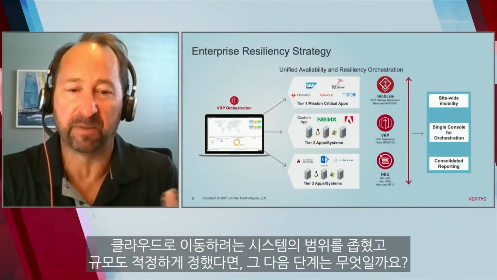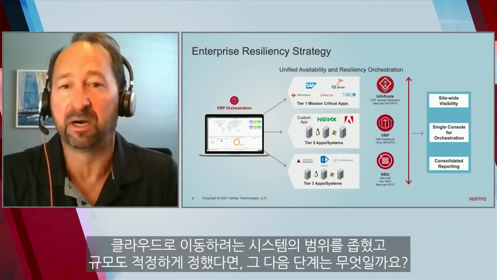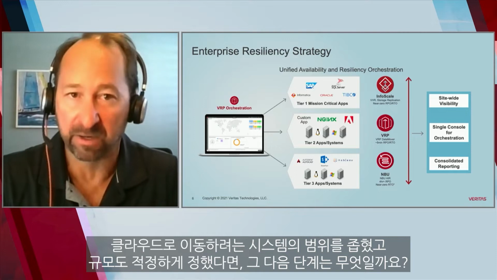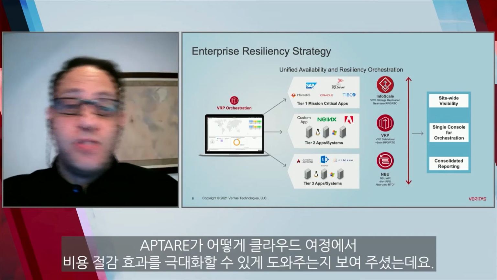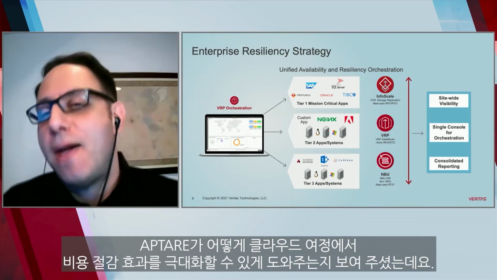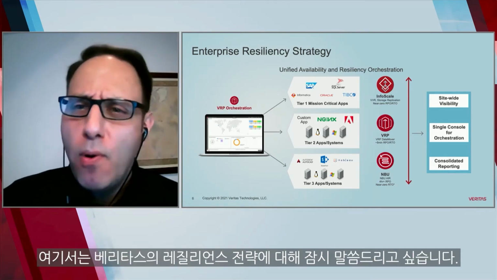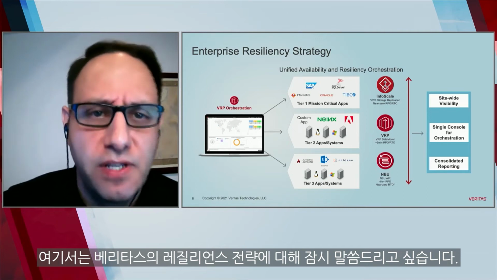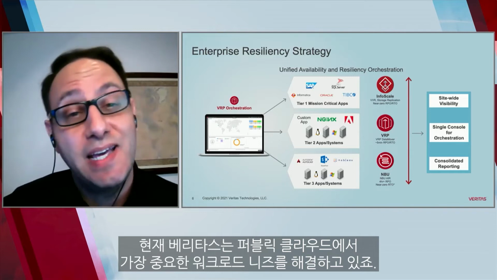So now, if you imagine, we've kind of narrowed down the systems that we want to move to the cloud. We've got them right-sized. Now what? How do we get them there? Thanks, Rich. So to your point, now that we have seen how Aptar can help you make your journey to the cloud more cost effective, I want to spend a few minutes discussing with you our resiliency strategy and how Veritas is addressing the needs of your most critical workloads in the public cloud.